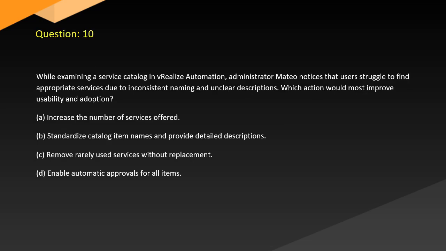Question 10. While examining a service catalog in Realize Automation, Administrator Mateo notices that users struggle to find appropriate services due to inconsistent naming and unclear descriptions. Which action would most improve usability and adoption? A. Increase the number of services offered. B. Standardize catalog item names and provide detailed descriptions. C. Remove rarely used services without replacement. D. Enable automatic approvals for all items.